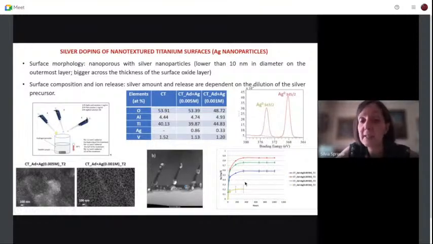And in this case, it is very different from what we observed with keratin. In this case, we have a release of silver that is lower in the case of the lower amount of silver on the surface, that is the yellow curve, and it is larger, the red curve, when you have a larger amount of silver on the surface.